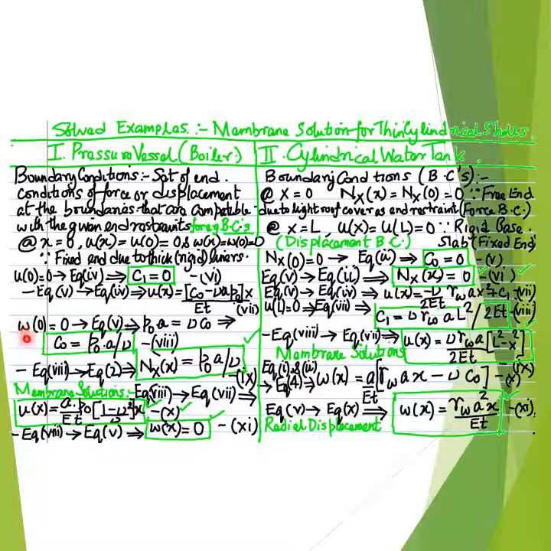at the boundary x equal to 0, that is the top end, should be equal to 0 on account of the thick or rigid liner that is provided at the top boundary, that is x equal to 0, as well as the bottom boundary, that is x equal to L.